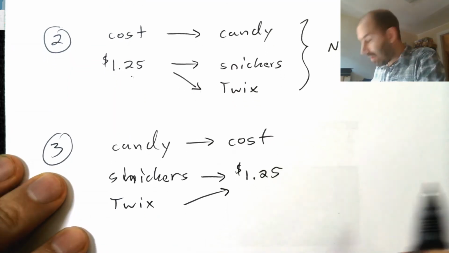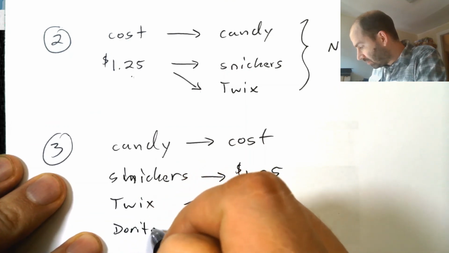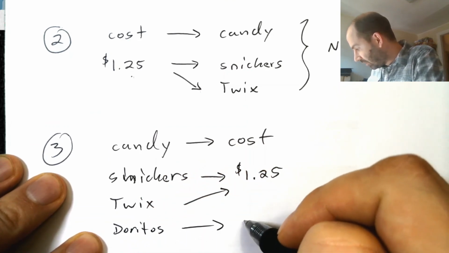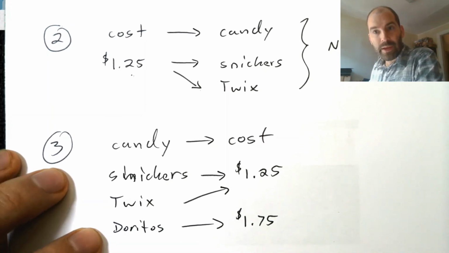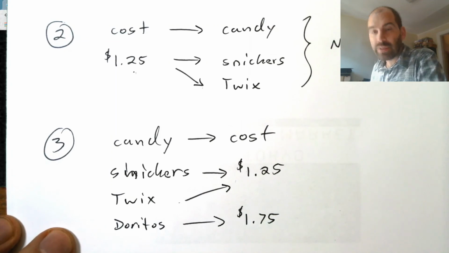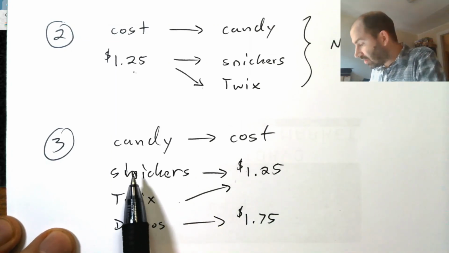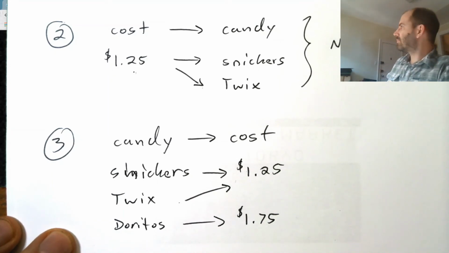That's okay. I may have other candies in here, like Doritos. Maybe they're associated with something else, maybe $1.75. But the fact that these two come together, is that a problem? No, that's not a problem. As long as each candy, wait for this party to go by.